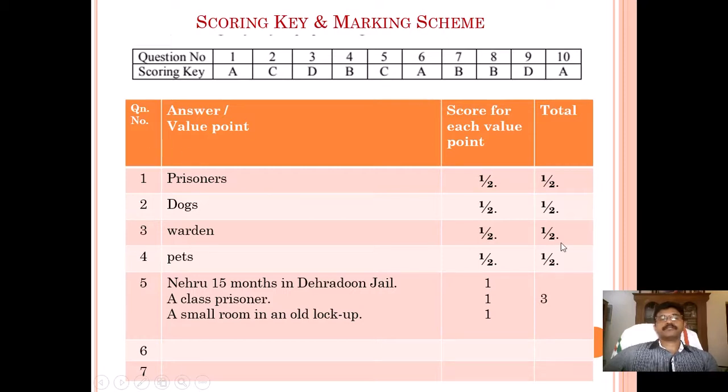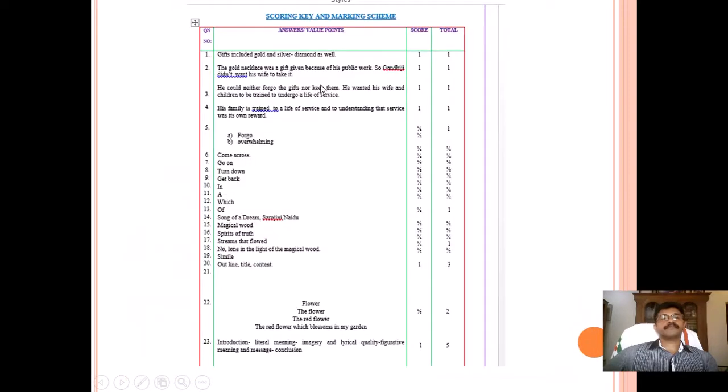And for the remaining questions, we have to prepare a marking scheme, and here you can see there are 4 columns: question number, then value point or the correct answer to each question, and the score for each value point or the answer, and the total score for each question. So that is how we prepare the scoring and marking scheme.